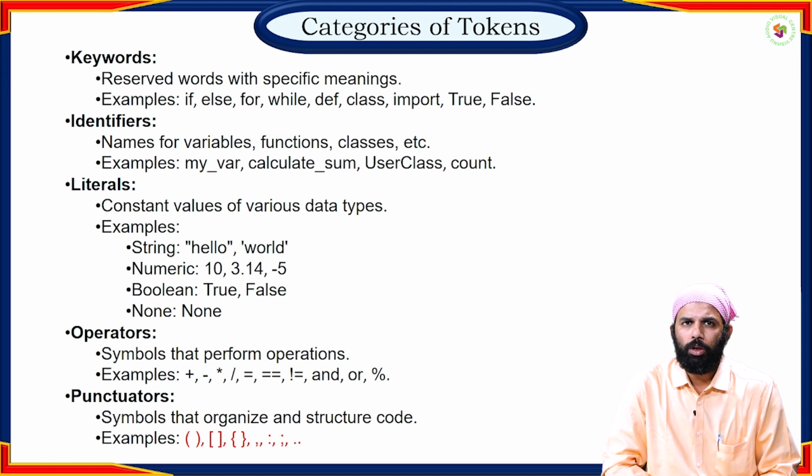Last but not least, without these tokens we cannot have the code run, that is punctuators. These are the symbols that organize and structure the code. We are going to work with these punctuators. If we see there: opening parenthesis, closing parenthesis, square brackets, curly braces, a comma, a semicolon, a colon, even a dot also works as a punctuator in the code.